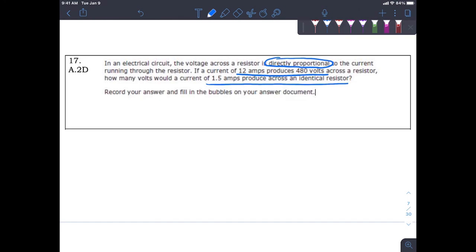So what I'm going to do is highlight which guys go together. Amps and amps should both either be at the top or at the bottom. And whatever is going to be volts should be at the top together or at the bottom together. So let me read that out again. 480 volts is produced by 12 amps. How many volts are produced by 1.5 amps? And now, of course, we can cross multiply.